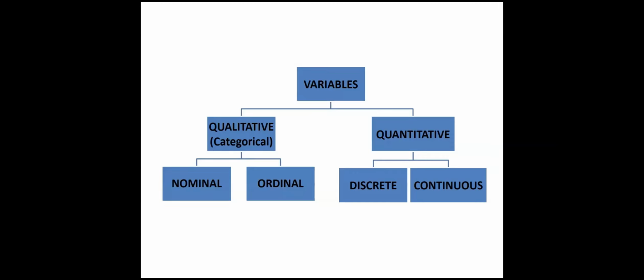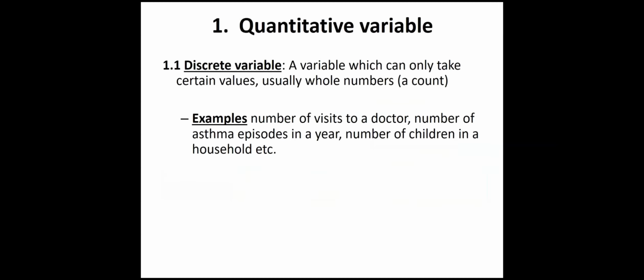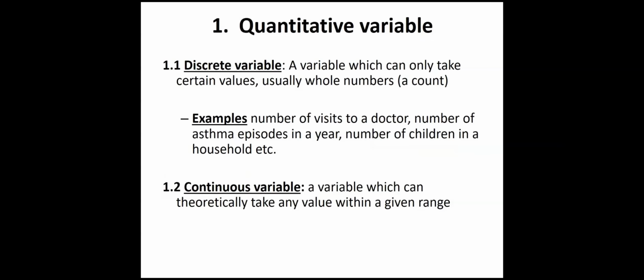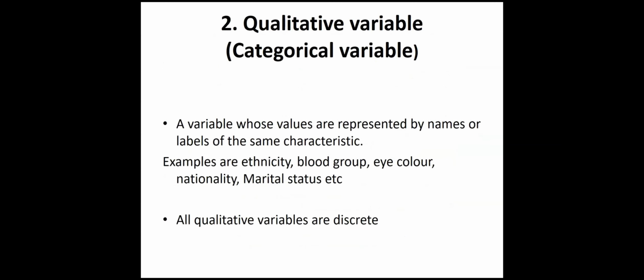Okay, let us move now. We have discussed these things: quantitative variables, discrete, a variable which can only take certain values, usually a whole number, it's a count. Continuous variable can take any value, with a decimal point. Whether it can take a decimal point or not is what determines whether it is discrete or continuous. In terms of qualitative variables, we have already discussed in detail.